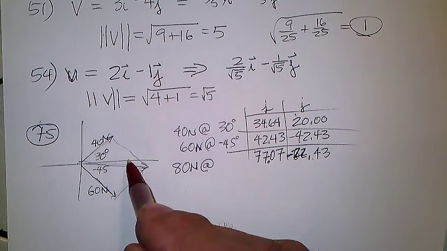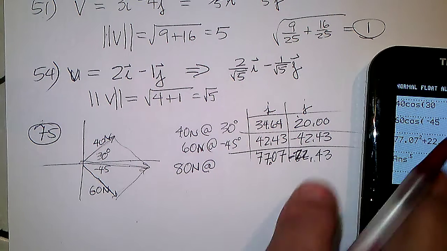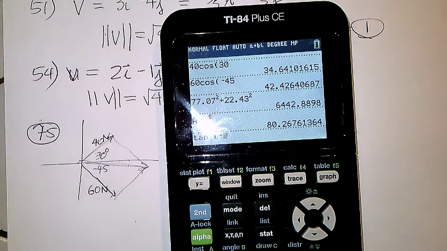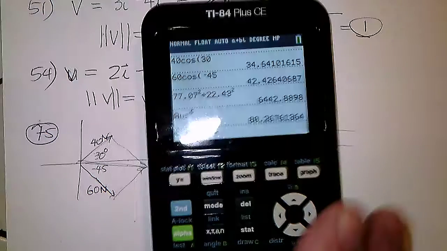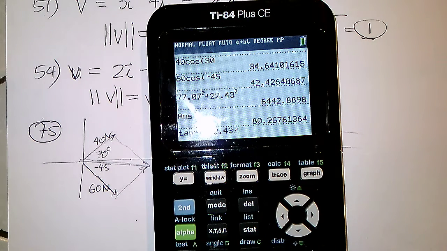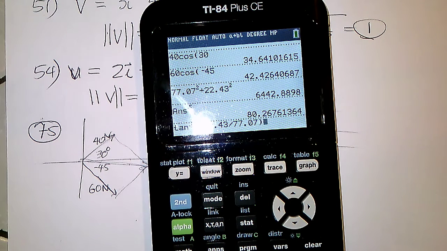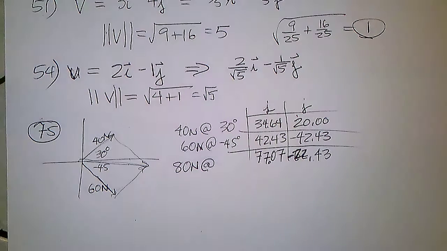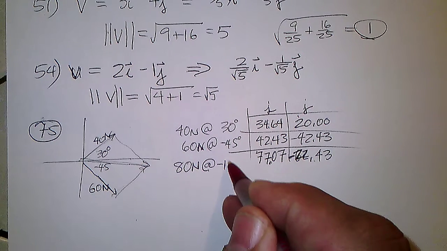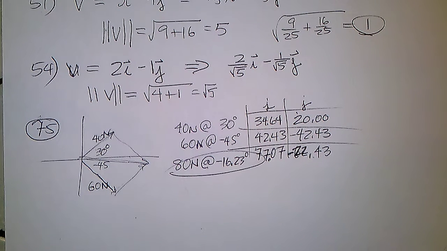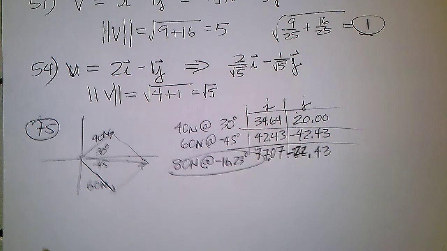Now I've got to get the angle, and it should be a little bit negative here. So that's the tangent inverse of this. So tangent inverse of negative 22.43 divided by 77.07, negative 16.22 degrees, 23 degrees. Okay, that's 75 and 78.